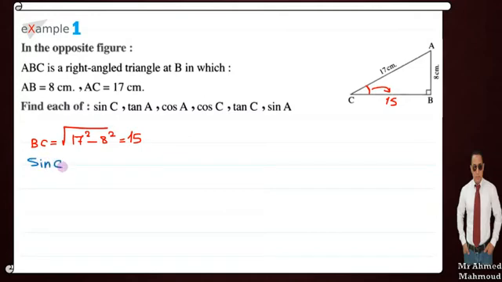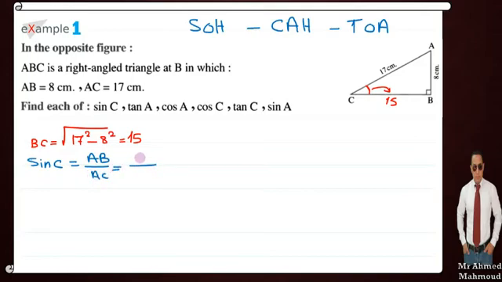Sine C, as we said before, SOH CAH TOA. Sine is opposite over hypotenuse, which is equal to AB over AC, equal to 8 over 17, and this is the simplest form for this ratio.